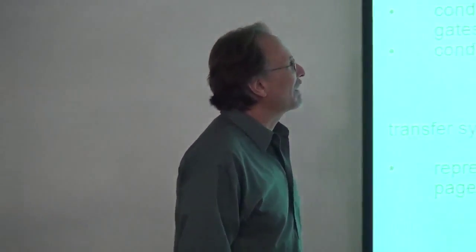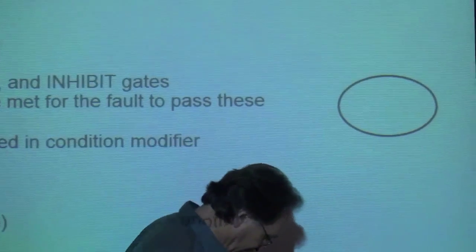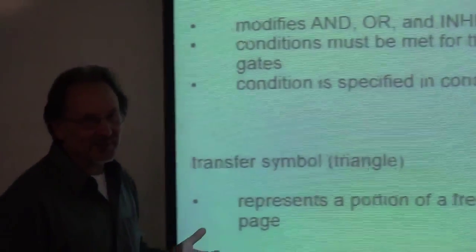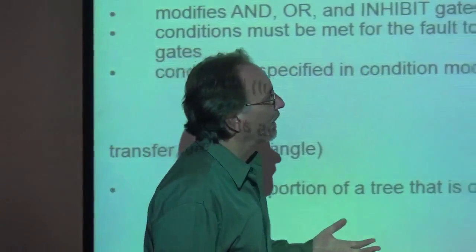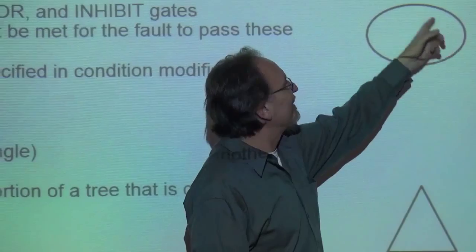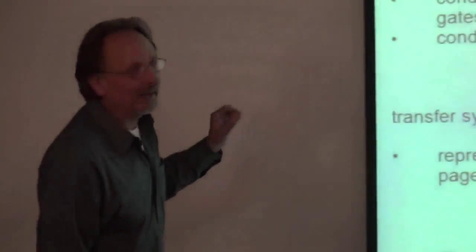The oval, and I'm just running through these so that when we start talking about them, you have an idea of what they look like. This is a condition modifier. There are certain types of tree elements called gates that have a modifier or a conditional component to them. That conditional component is explicated inside of an oval, and then it's attached to the gate.